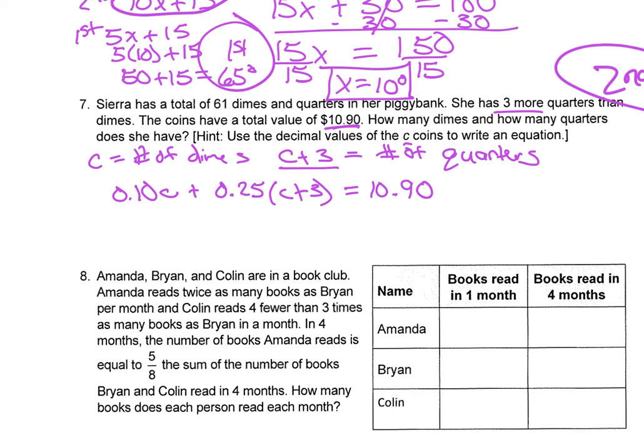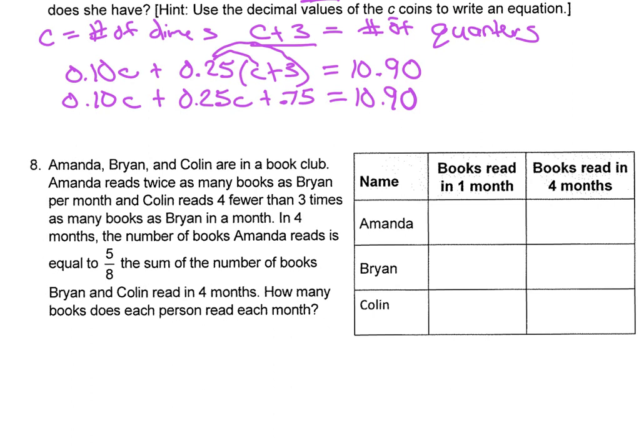So again, we're going to combine our like terms after we distribute here. So 10C plus 25C plus 75 cents, because I have to distribute 25 times C, 25 times 3. 3 quarters is 75 cents, equals 1090. Combine our like terms. So 10C plus 25C is 35C plus 75 equals 1090.